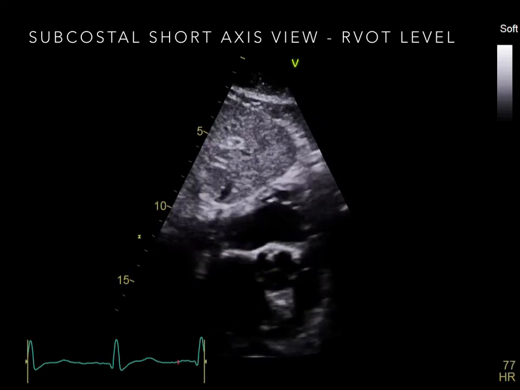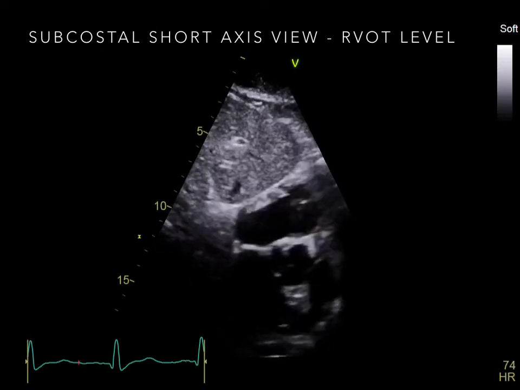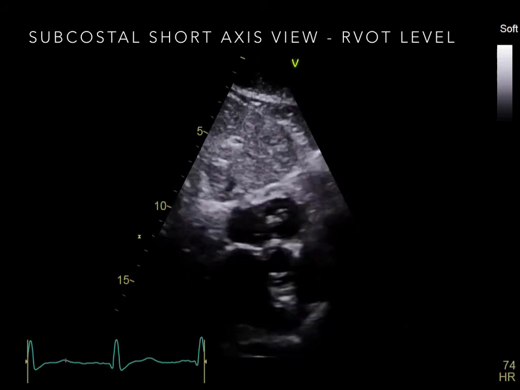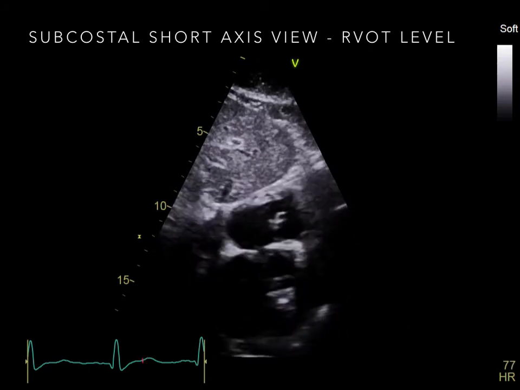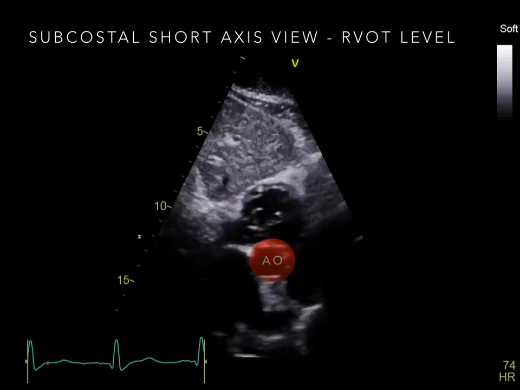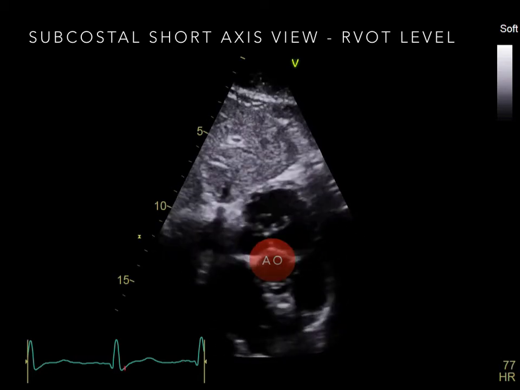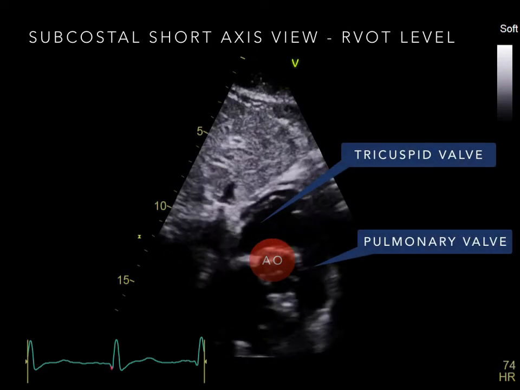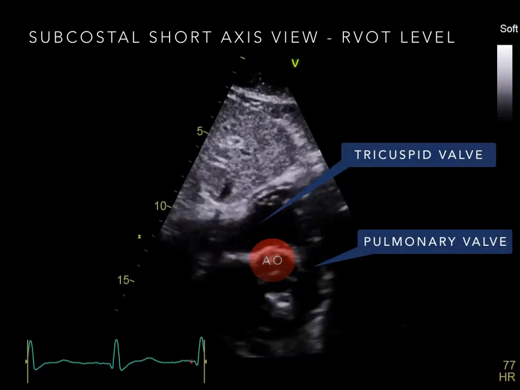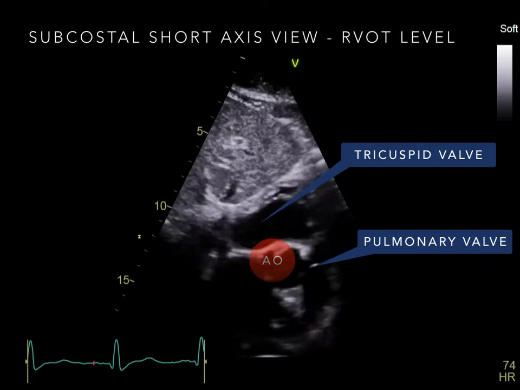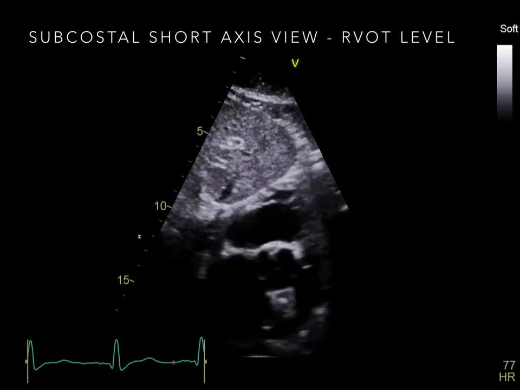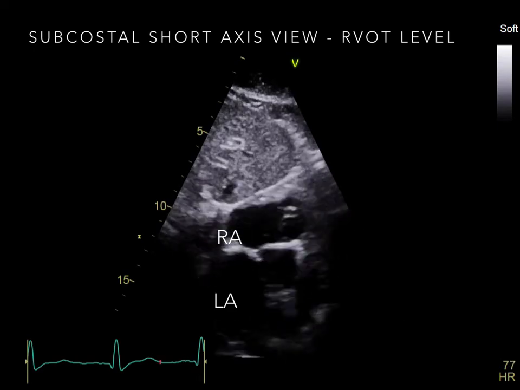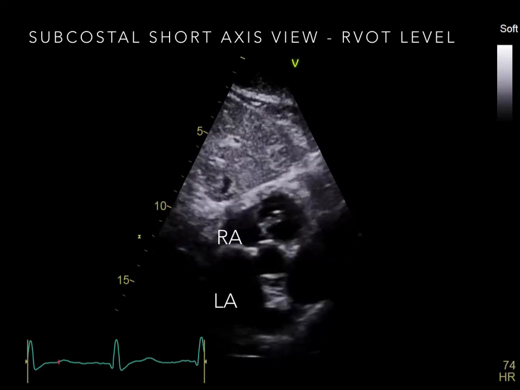The subcostal short axis view at the right ventricular outflow tract level will show a similar image to the parasternal short axis view. The aortic valve appears in the center of the image. The RVOT is situated in between the tricuspid and the pulmonary valves. Portions of both the left and right atrium are seen on the left-hand side of the image.